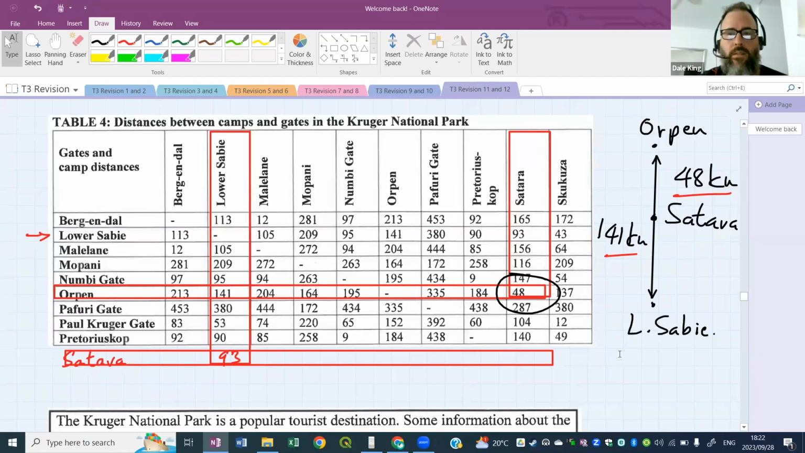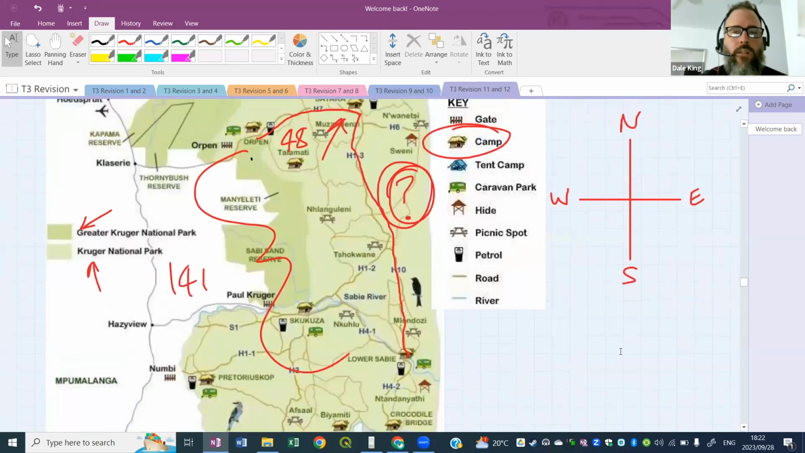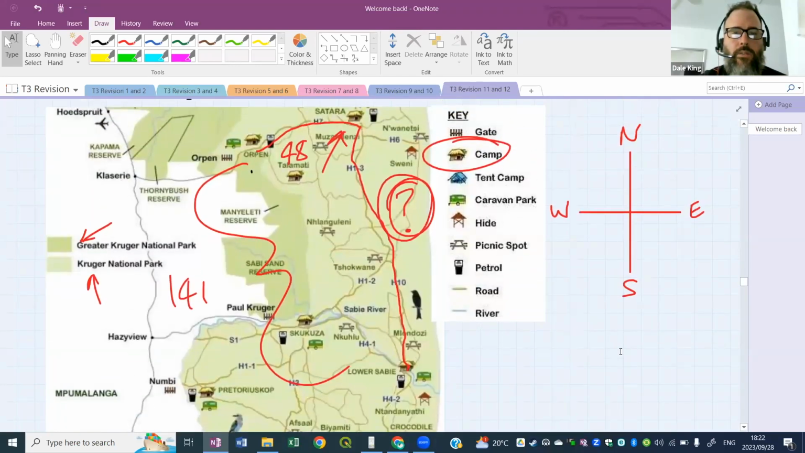I think it is. But yeah, we can't really confirm. I'm sorry, guys. It's a bit frustrating. We don't have Satara. I wonder if we can go to another place, Satara to somewhere else.